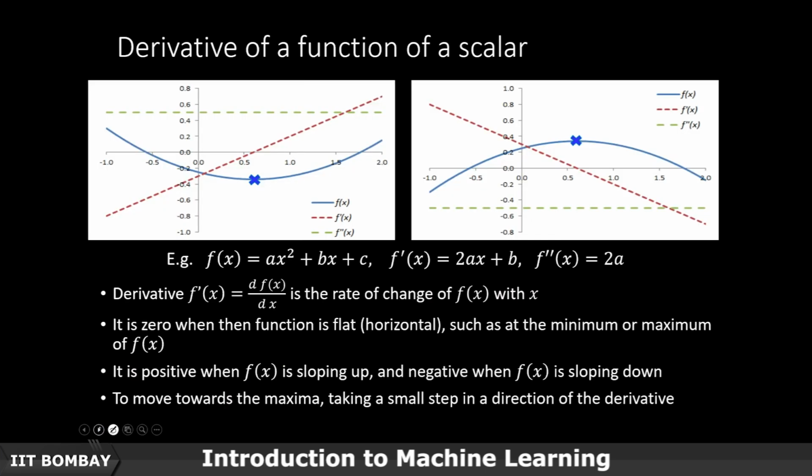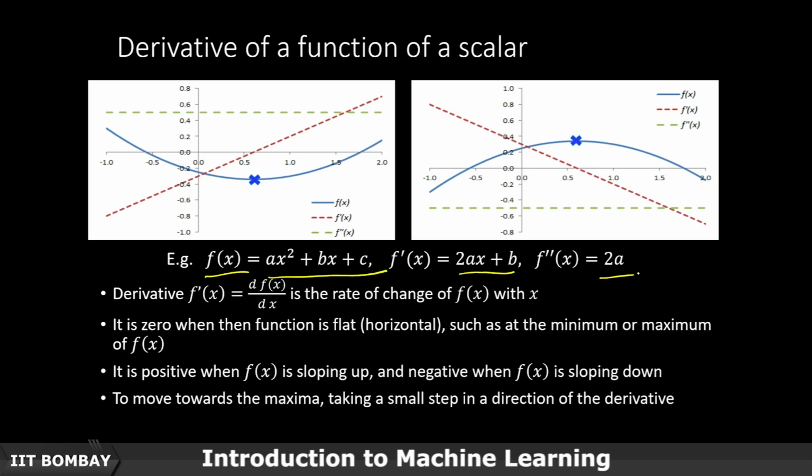And these derivatives can be computed for vector functions also. For now we were looking at only scalar functions, meaning your output is only one dimensional, f of x is only one dimensional. So let's take the example where f of x is equal to ax square plus bx plus c. Your derivative is 2ax plus b and your double derivative is 2a.